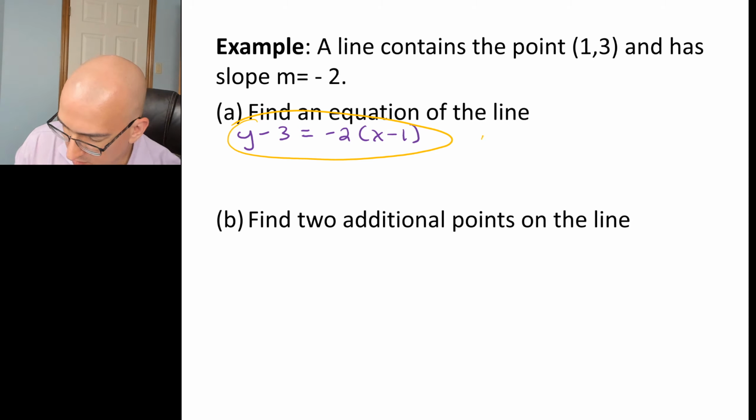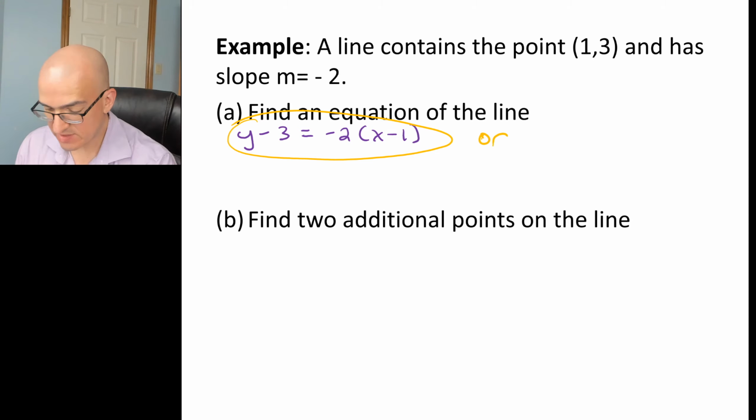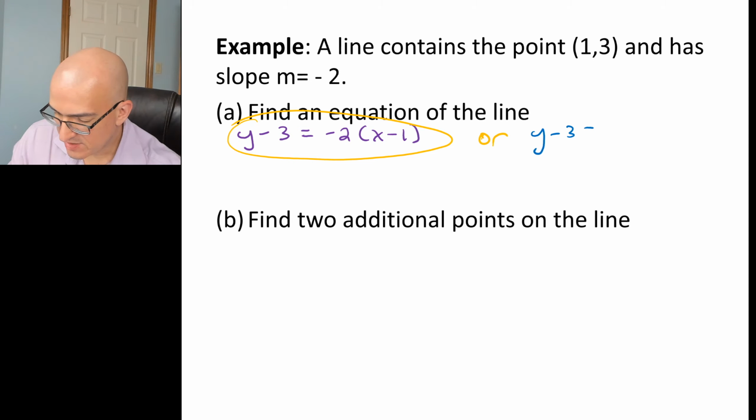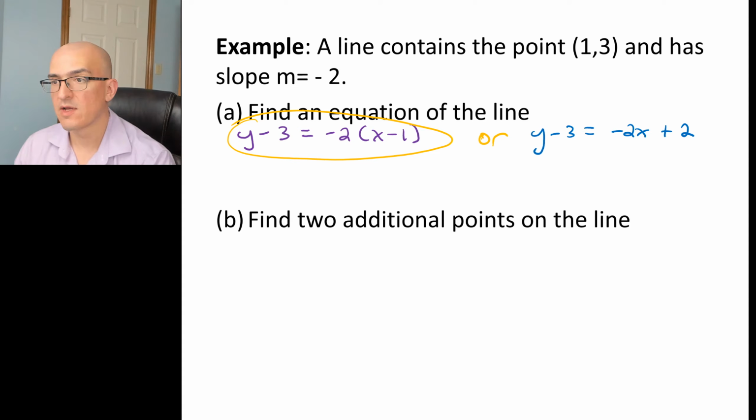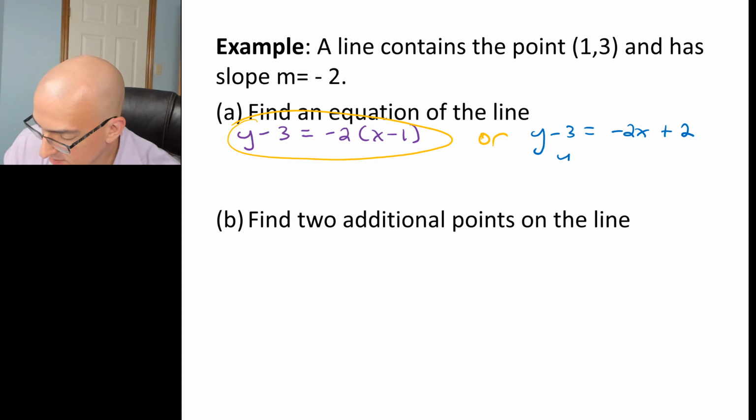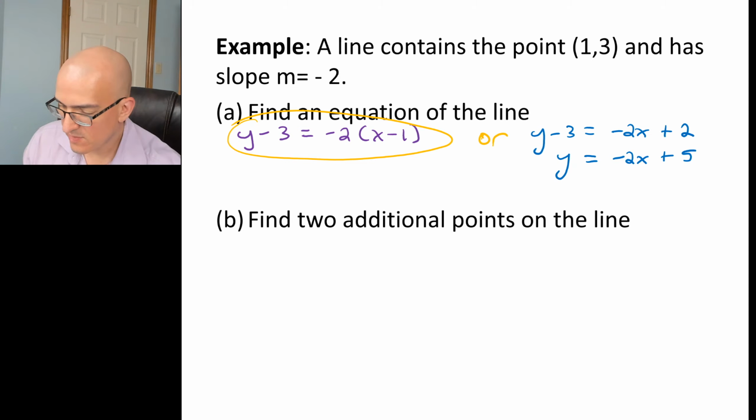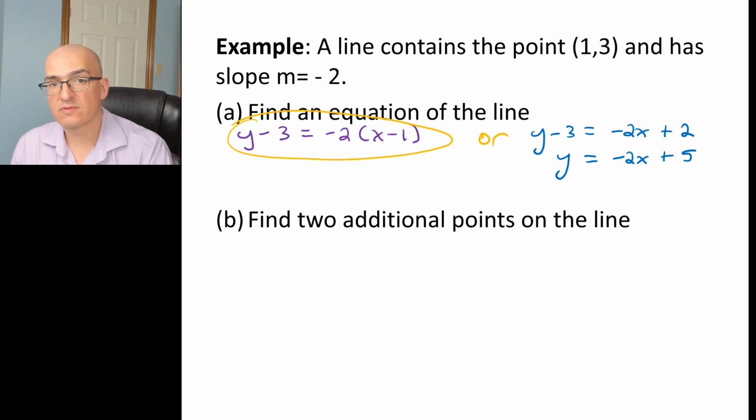This time I'll do another answer. I'll simplify it. y minus 3 is equal to negative 2x plus 2, multiplying negative 2 to the bracket. Now add 3 to both sides. So y equals negative 2x plus 5. The reason I'm doing this one this way is we're not just asked for an equation of a line. In part B, it asks us to do something with it. And it's going to be easier to do that thing with the form on the right-hand side.